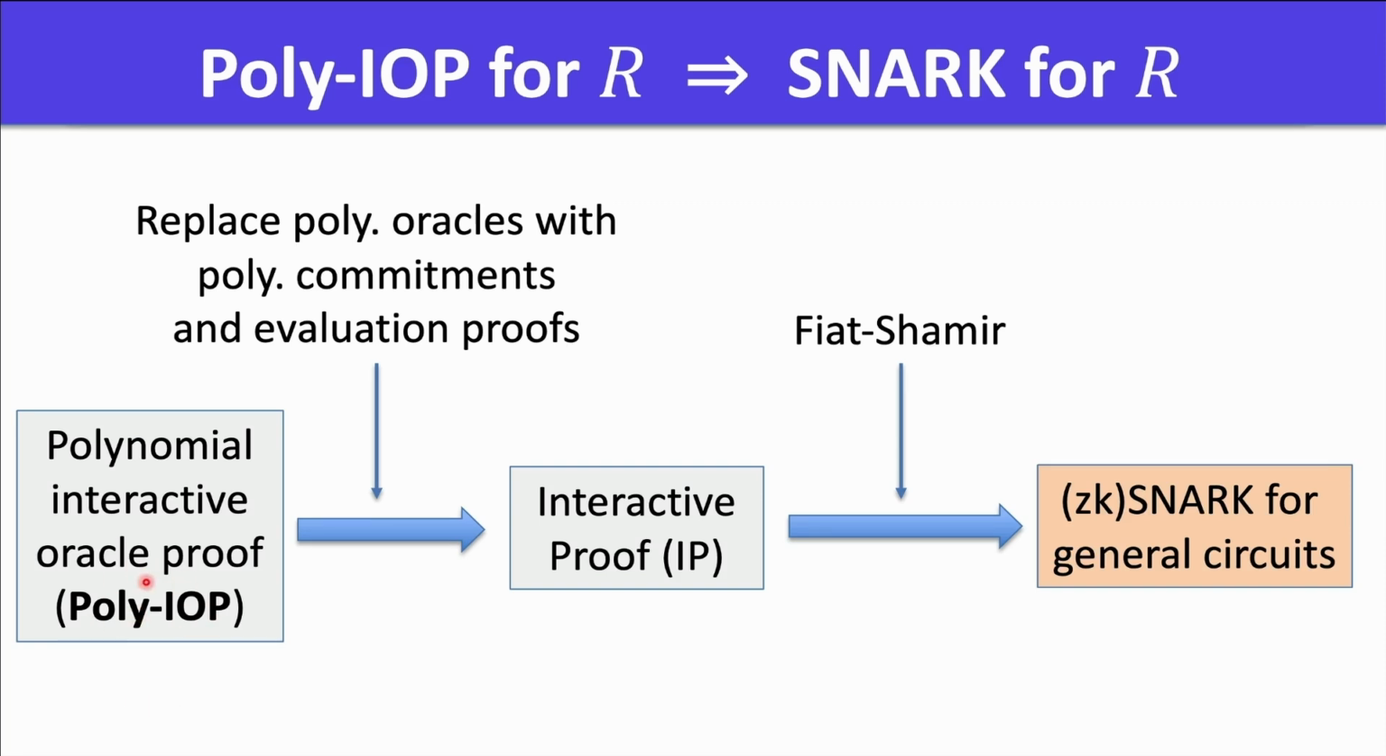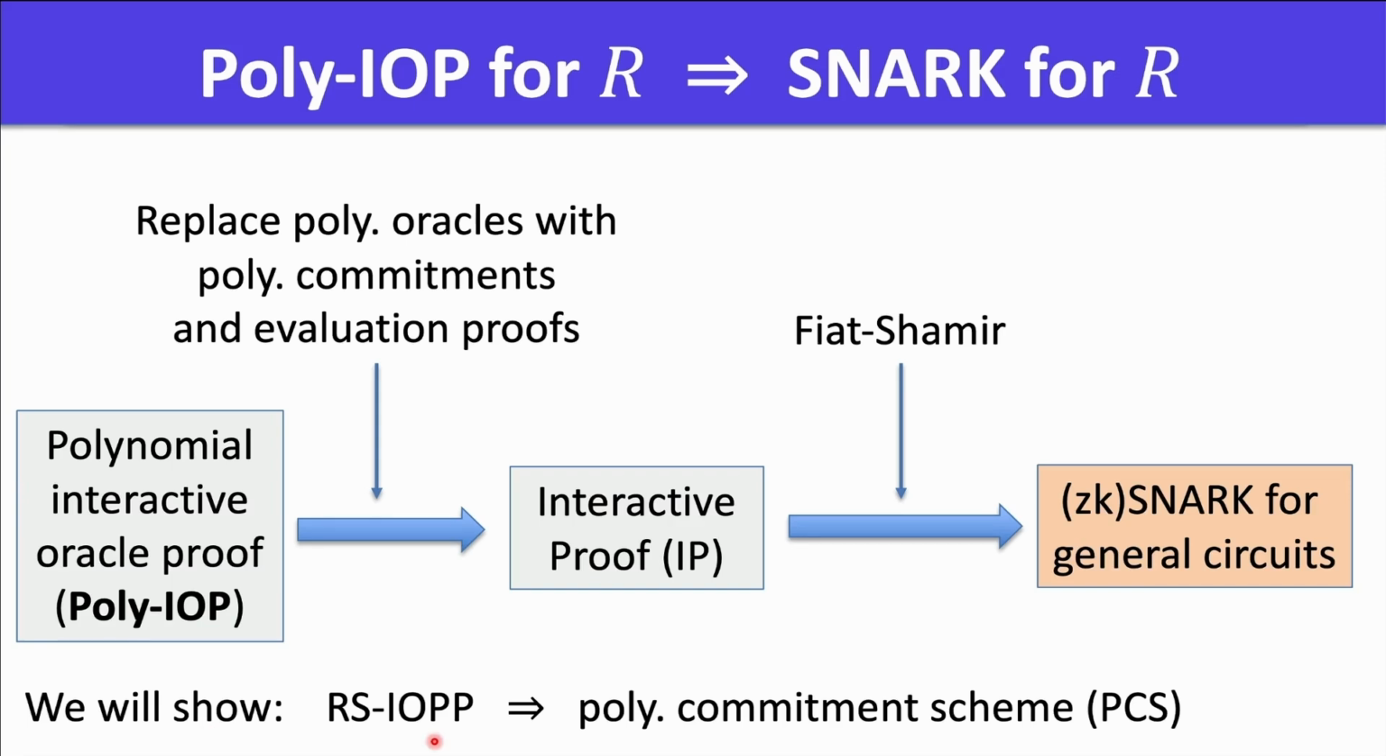We start from a Poly-IOP. We use a polynomial commitment scheme to replace the polynomials by commitments to those polynomials, and replace queries to the polynomials by evaluation proofs. This gives us an interactive proof, and then we apply the Fiat-Shamir transformation to get a SNARK. And what I want to show you in the next few minutes is that in fact an IOPP for Reed-Solomon codes gives us a way to build polynomial commitments. And so it gives us a way to instantiate this transformation.